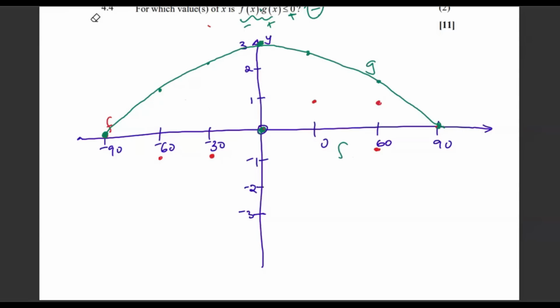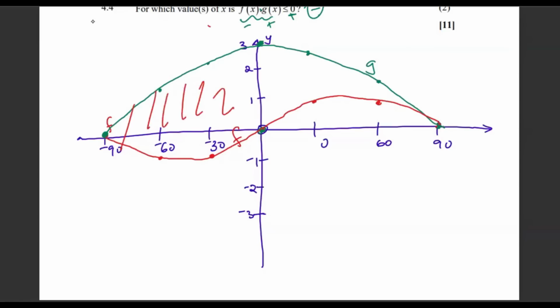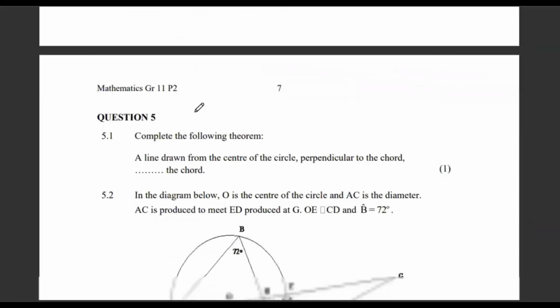Thank you for highlighting that. So meaning that it's supposed to be something like this now. Thank you. Meaning that one is below, one is above. So it's this section that we're focusing on. So we're going to say that it's a negative 90 less or equal to x less or equal to 0. So that is what was needed with that particular question.